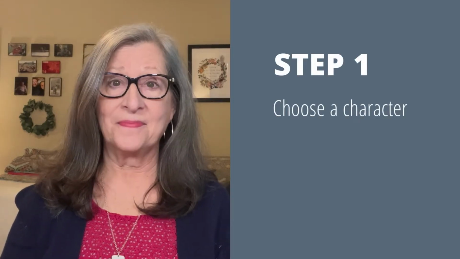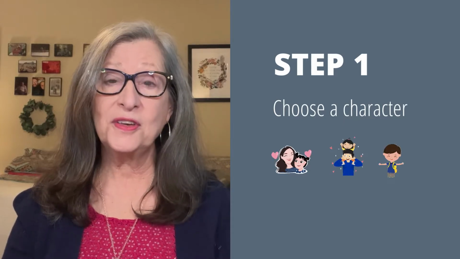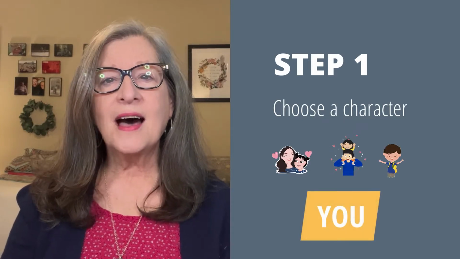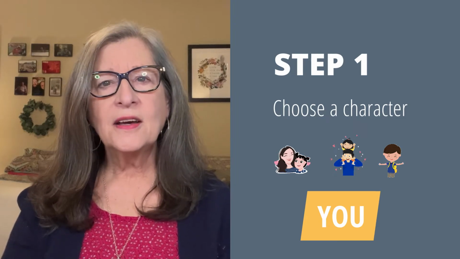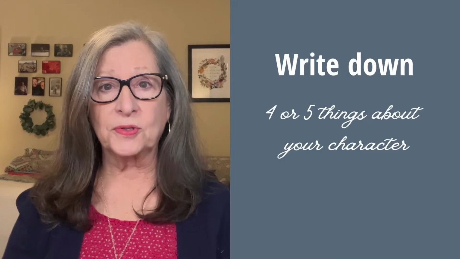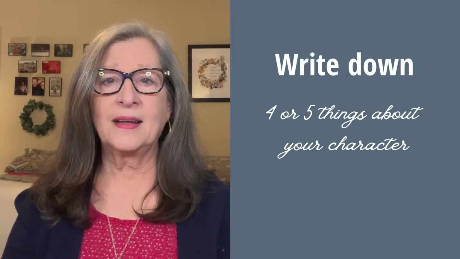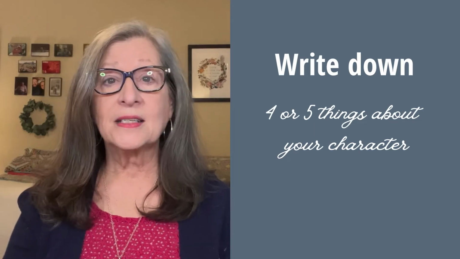So step 1 is to choose a character. The character could be your mom, your dad, a cousin, or it could be you. Before you decide what story from your character's life you want to write about, jot down 4 or 5 things about that person that will help you to shape your story. This is a great way to settle your mind on that person and also will give you ideas for more stories. So don't forget to write those ideas down for another time.